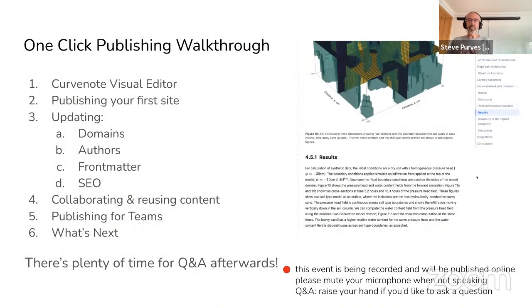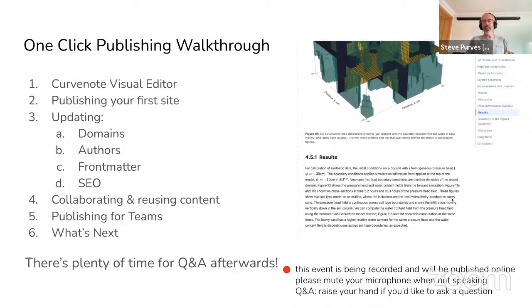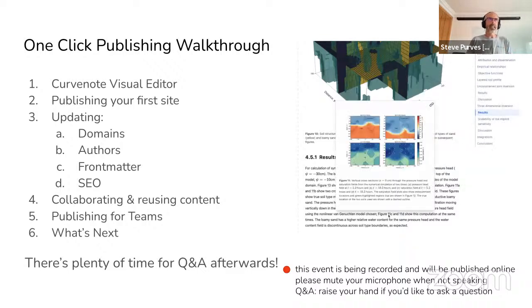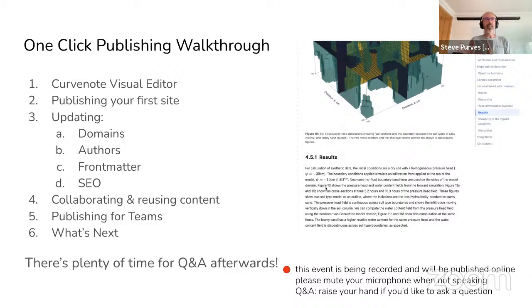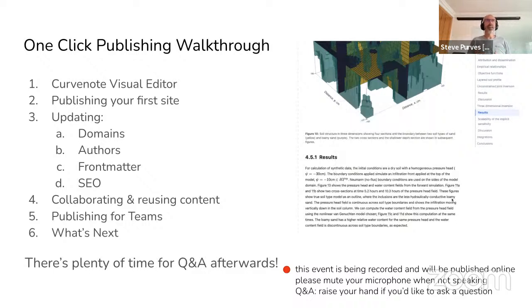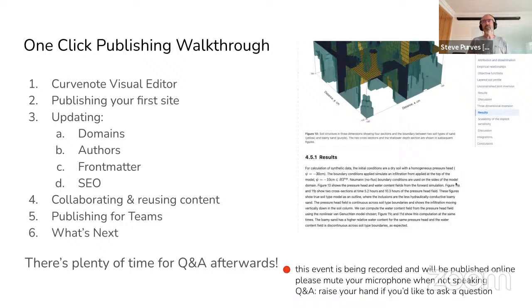So today's webinar, what I'm going to go through as quickly as this. We're going to go into the Curvenote visual editor and just very quickly look at some of the features there. And we're going to go ahead and publish the first website and see how easily and quickly that can happen. Then we're going to look at how to get that website into the best state. How do I add licensing information? How do I update my author information? And how do I make that website as good as it can be for SEO purposes, so search engines can find my work?